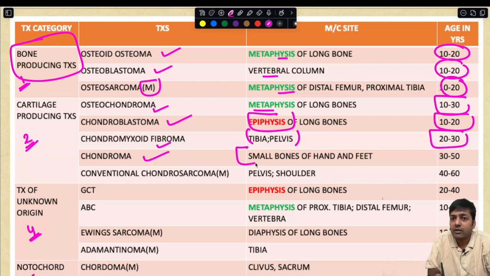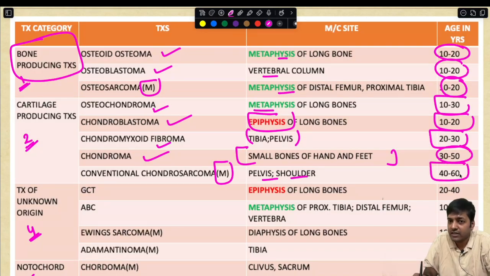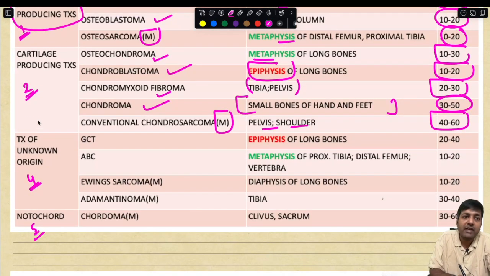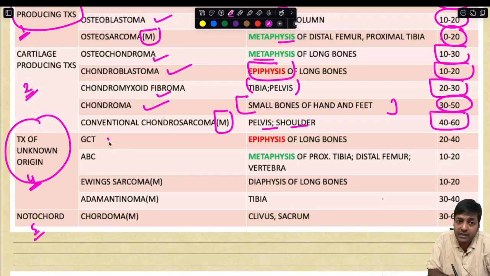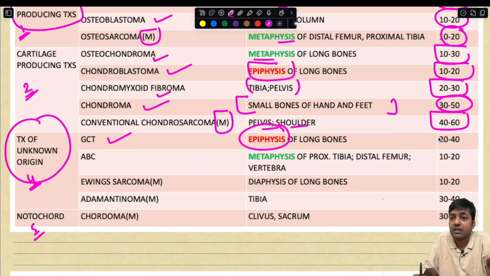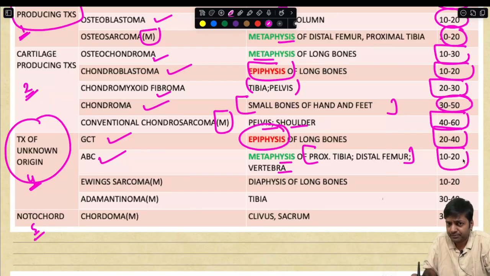Chondroma, small bones of hand and feet, between 30 to 50 years, and the malignant entity over here is conventional chondrosarcoma arising from pelvis and shoulder, 40 to 60 years of age. Next group of tumor is the tumor of unknown origin, which comprises giant cell tumor arising from epiphysis of long bone, age group 20 to 40 years. Aneurysmal bone cyst, metaphysis of proximal tibia and distal femur, metaphysis of long bones and vertebra, 10 to 20 years.